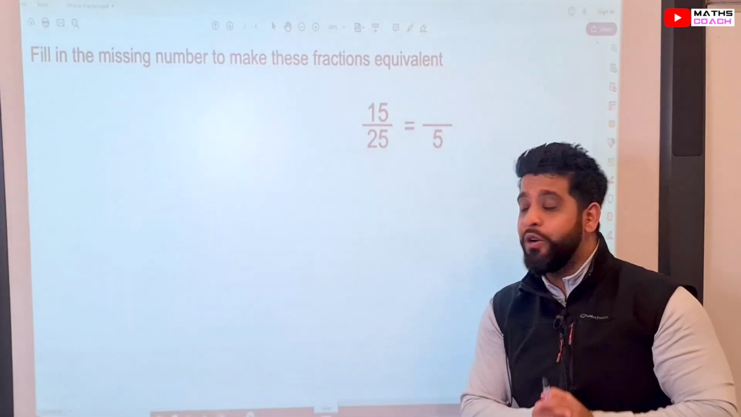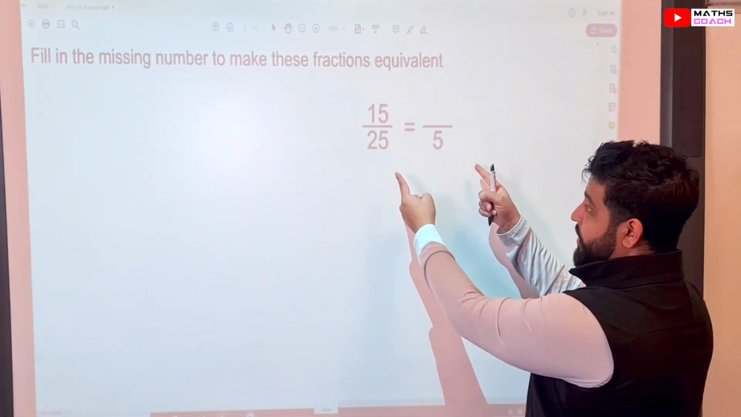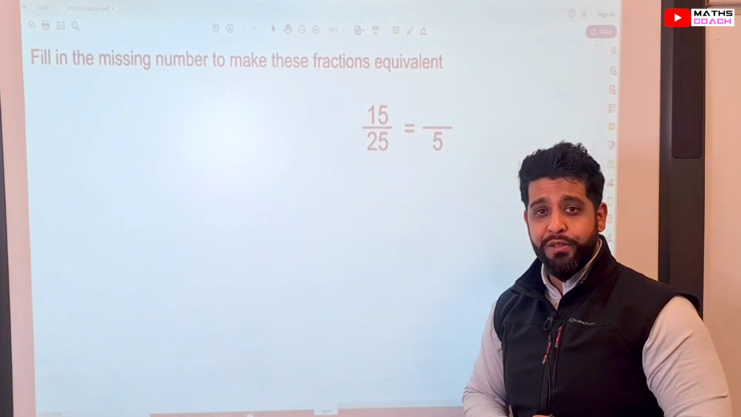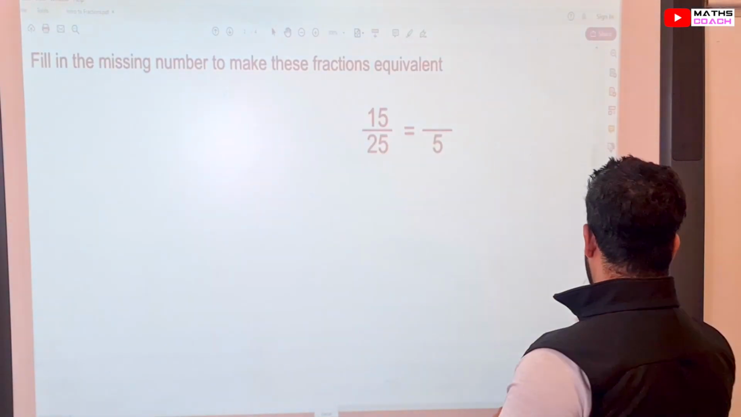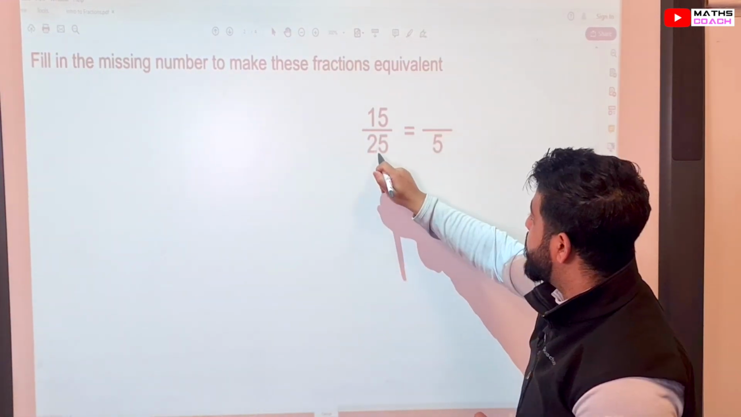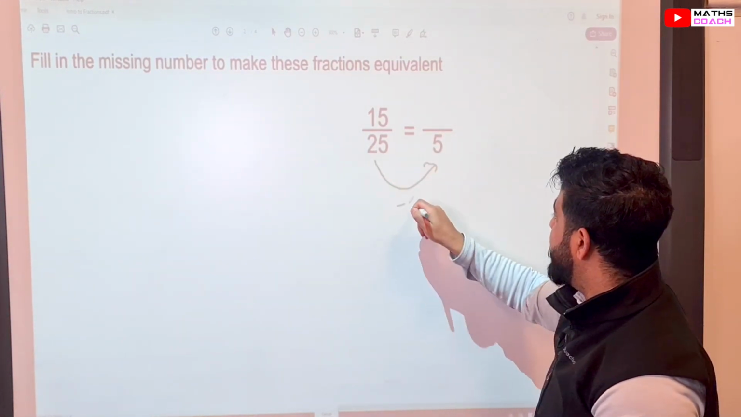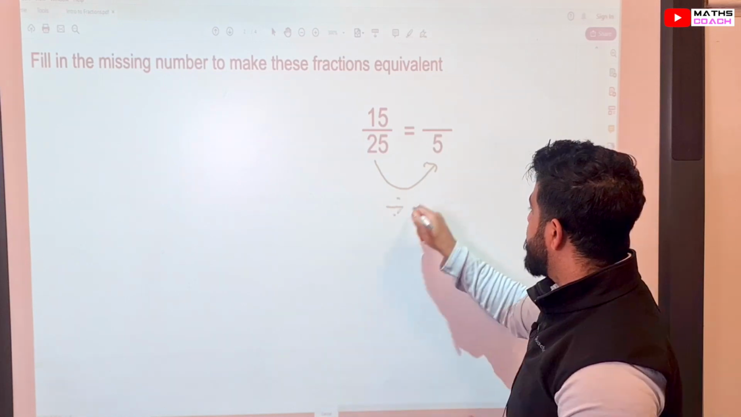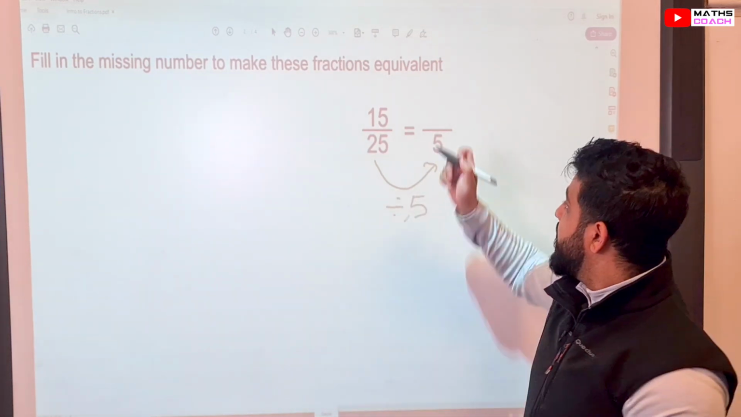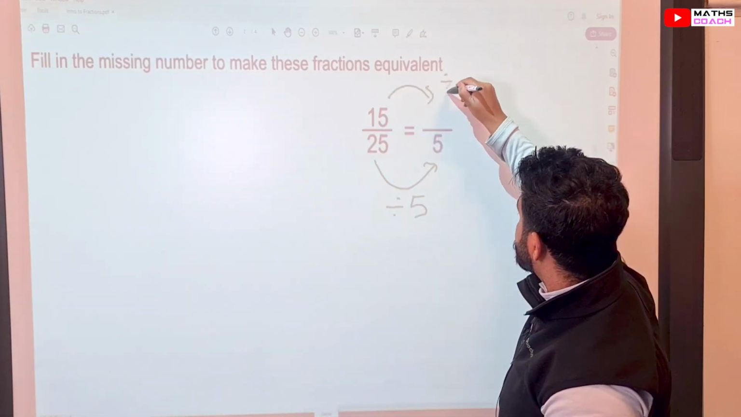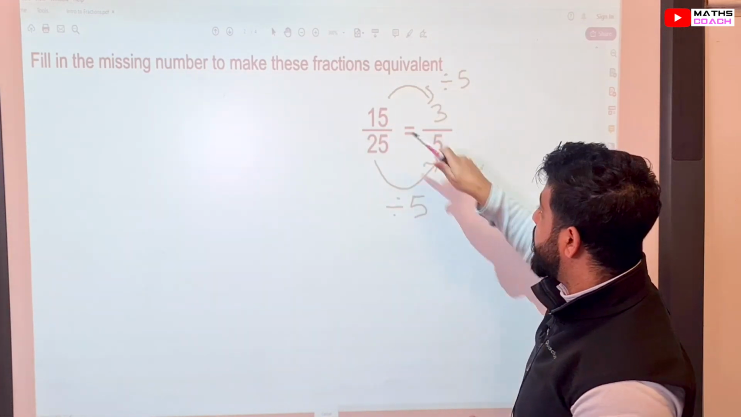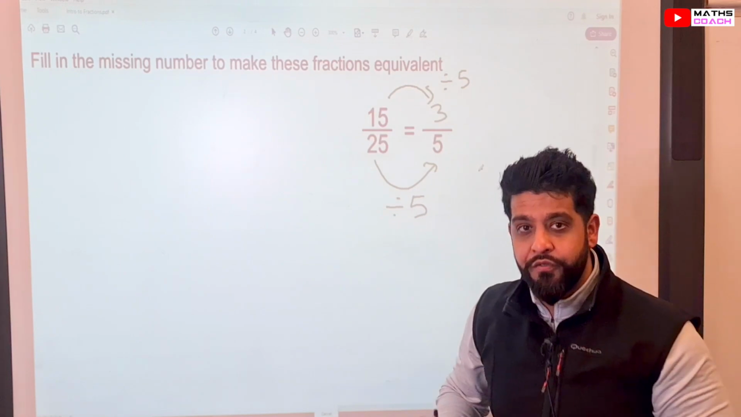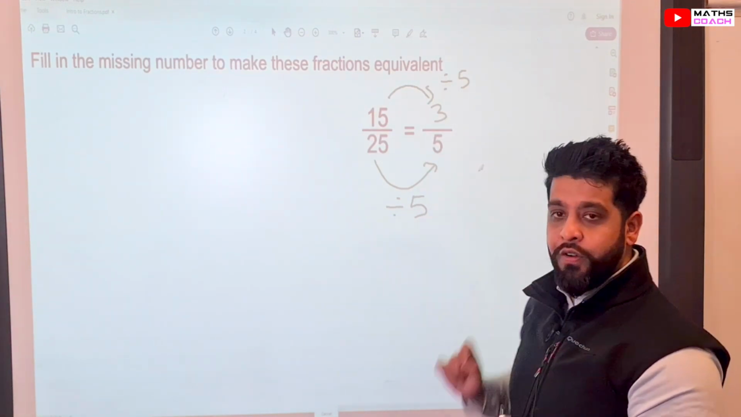Time for you to have a go at this yourself. So write this one down and then do it yourselves. All right, so 15 over 25, let's have a look at what to do here. So 25 became a 5, it must have been divided. So 25 divided by 5. Therefore, the top we will also divide by 5. 15 divided by 5 is 3. So 15 over 25 is the equivalent fraction to 3 over 5.